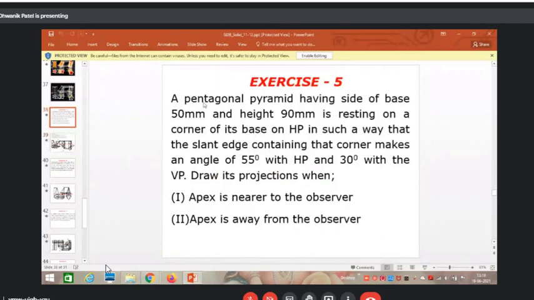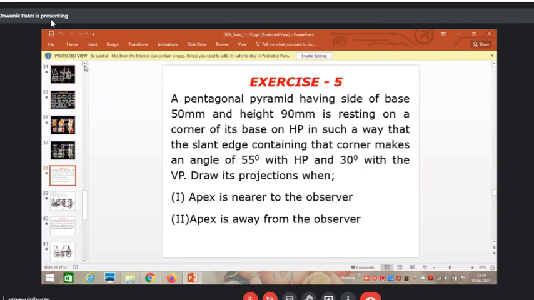Now here, what will you do? Instead of the pentagonal pyramid, this problem we will solve with a hexagonal pyramid. A hexagonal pyramid having side of base 50 mm, height 90 mm, is resting on a corner of its base on HP in such a way that the slant edge containing that corner makes an angle of 55 degrees with HP and 30 degrees with the vertical plane. You consider these two cases and solve the problem. So instead of pentagonal pyramid, here you will mention hexagonal pyramid. Understand?